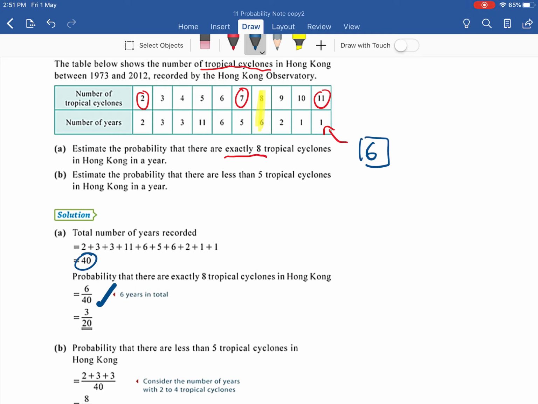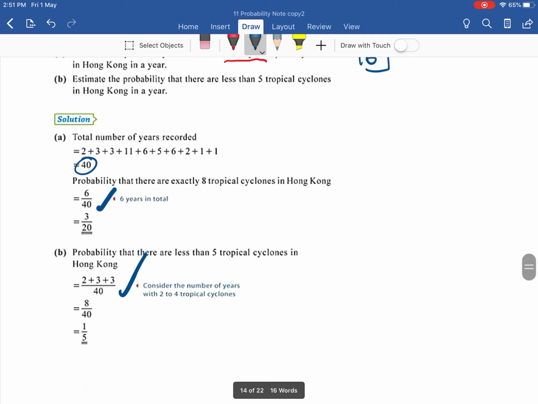And then less than 5. Is 5 less than 5? No. So it is only these less than 5, okay? This is 2, 4, 3, and 4. The corresponding frequency is 2, 3, and 3. So you add them up, and then you get the answer, okay? This is about probability, or you call it relative frequency.